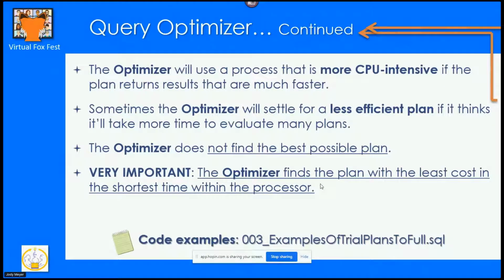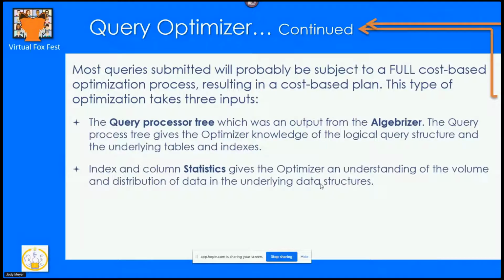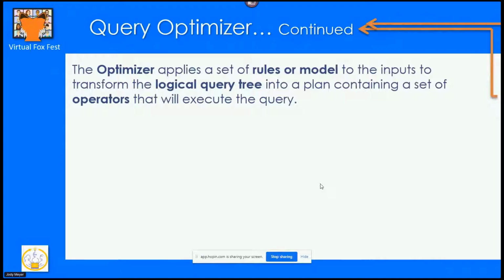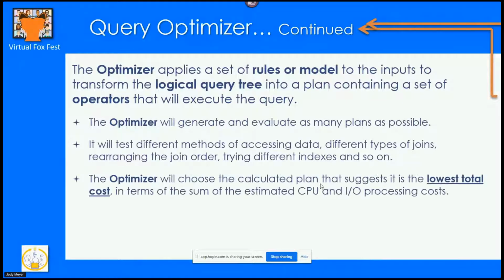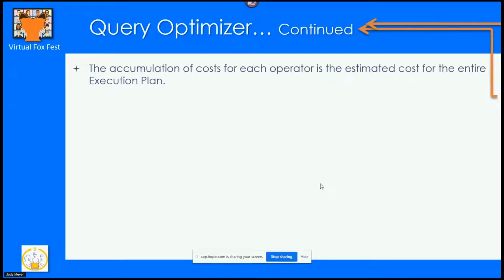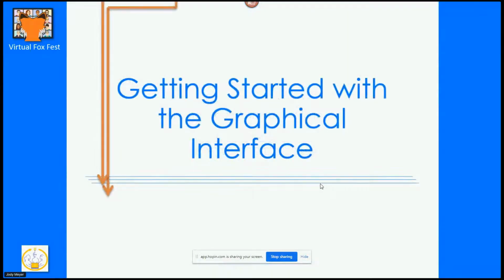So I'm going to skip these code examples because I really want to start going into reading these execution plans, and these code examples really overlap. So the query full cost, and we got the processor tree, we got the statistics, and we got the constraints. So all the things that the query optimizer is looking for. Lowest cost. Again, lowest cost. So this is where I want to be.